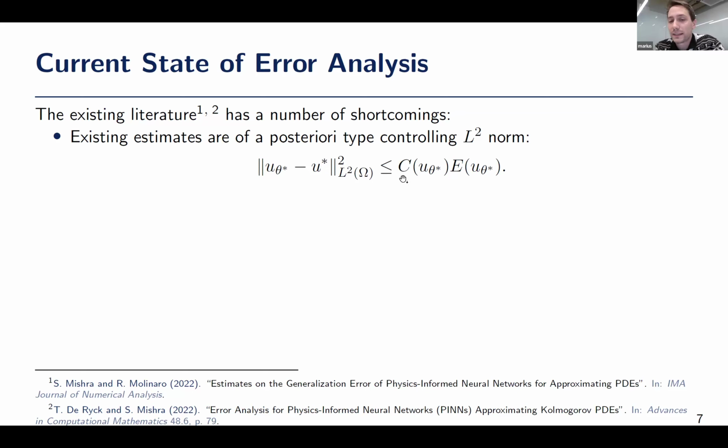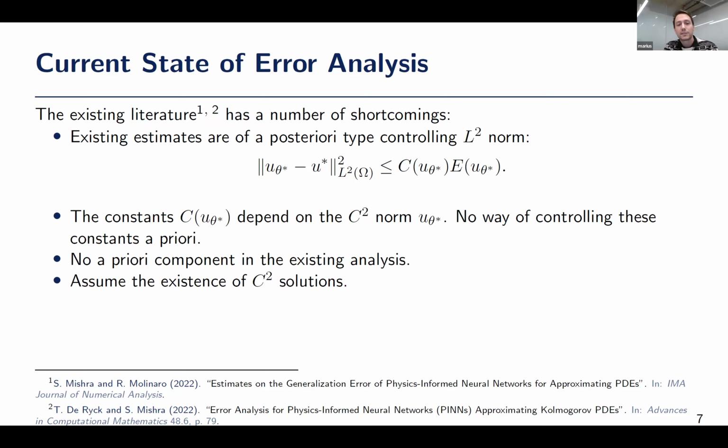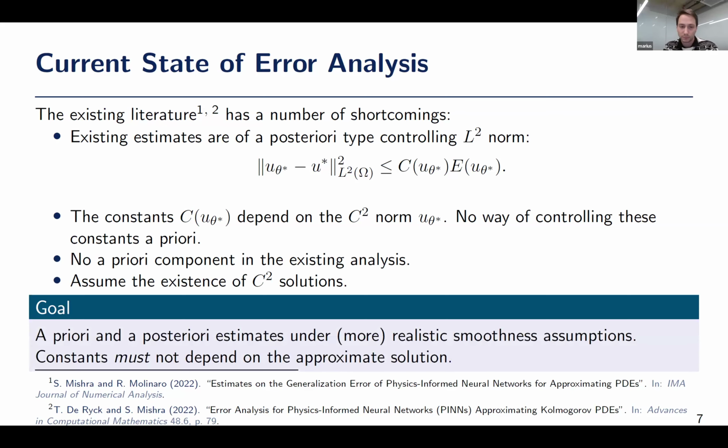But there is a drawback that in this analysis, in these papers, the constant depends on u theta star, and it can depend on the C2 norm of this u theta star. And then here you have the loss, or in this case, the continuous version. So it's not ideal to have these constants depend on u theta star. You rather want them to be independent. There's also no a priori component in the analysis. The analysis assumes the existence of C2 solutions.